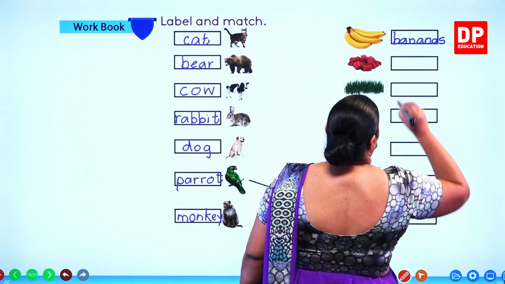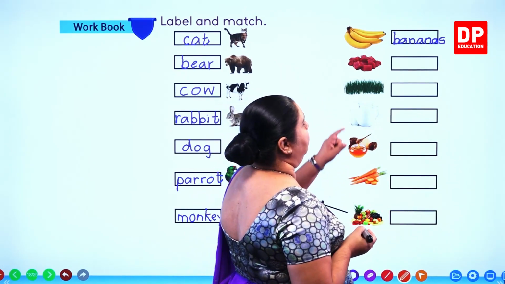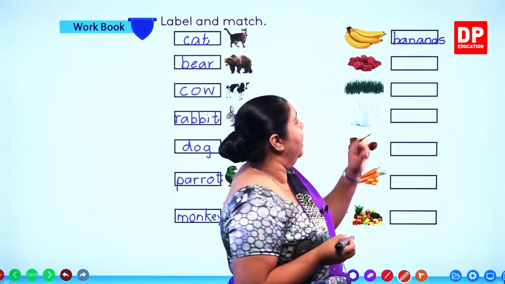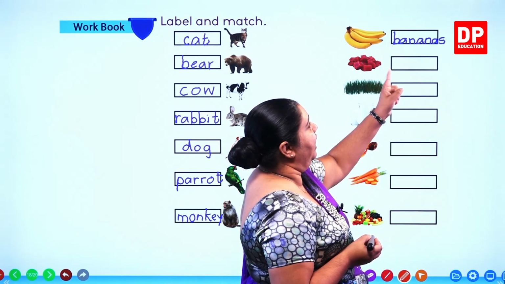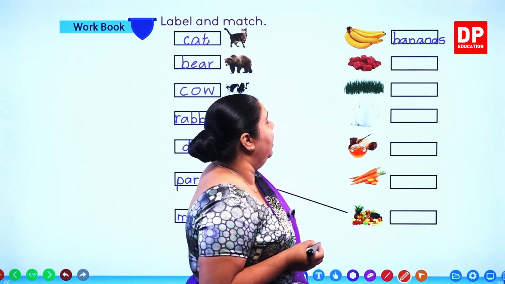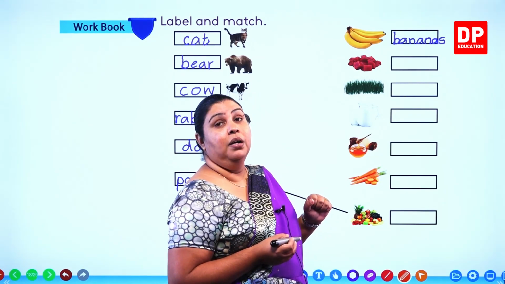B-A-N-A-N-A-S. Bananas. Then we have meat.